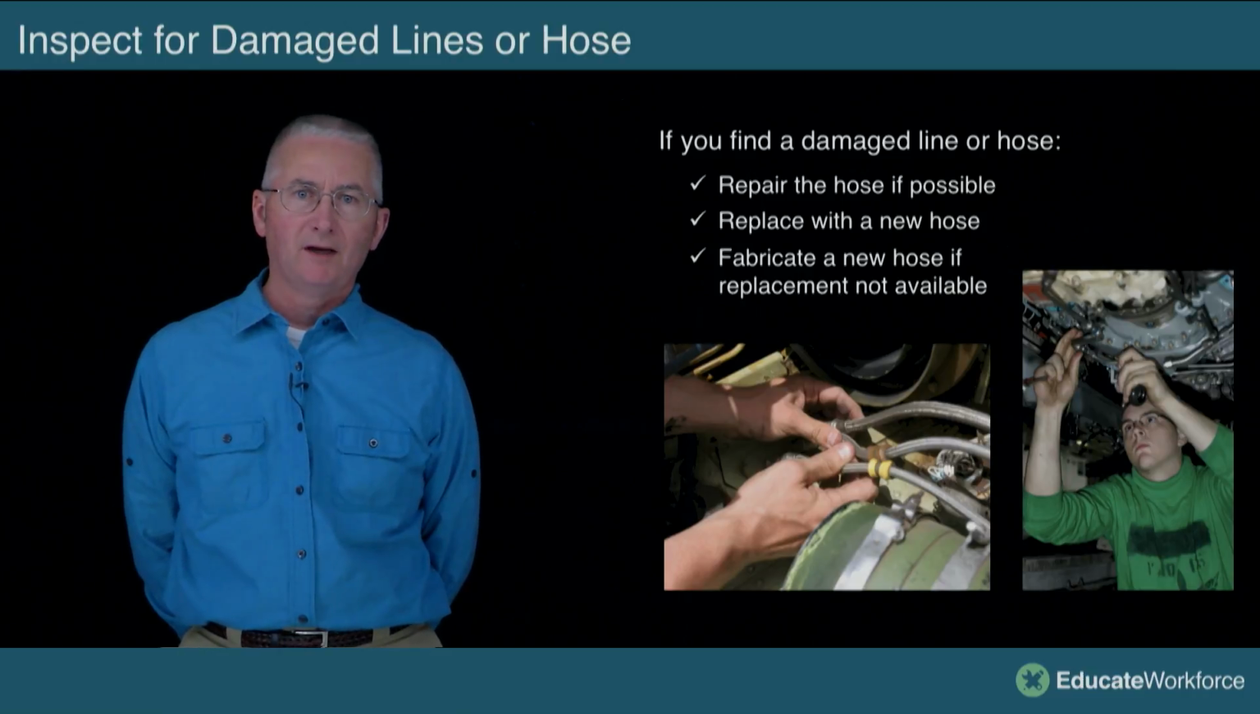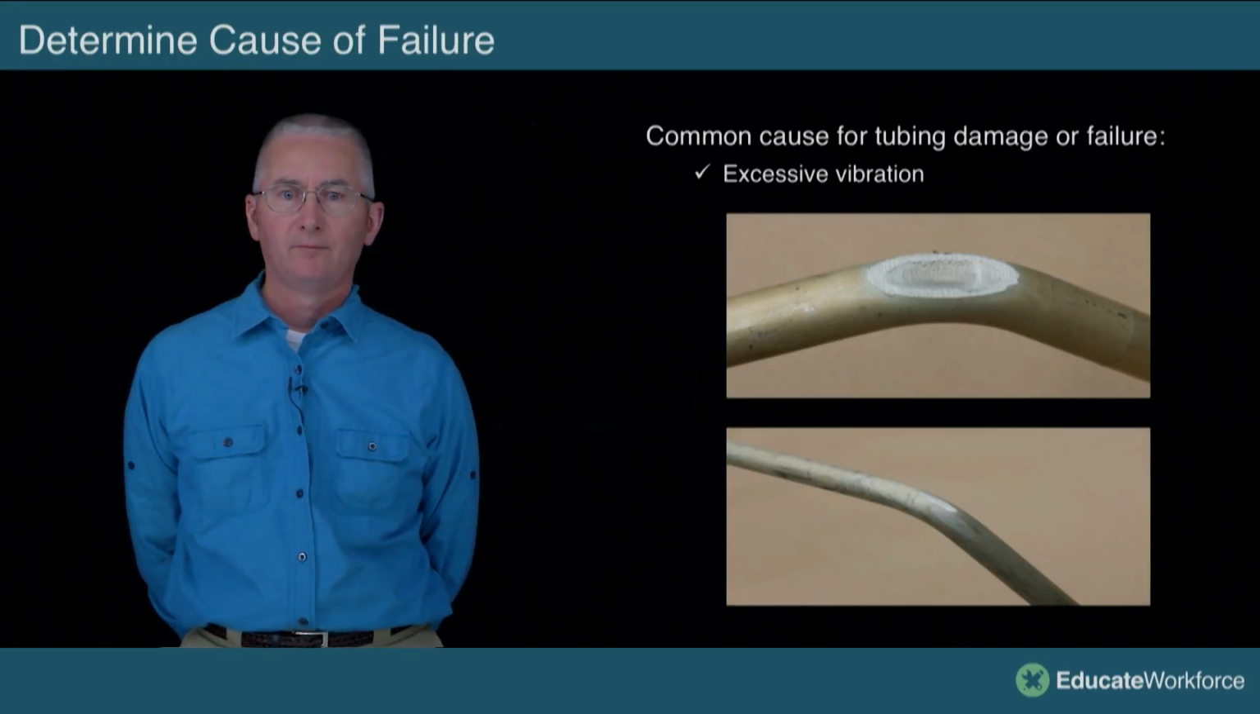If we're going to fabricate the line, we need to make sure that we're fabricating the line with the same material that the original line was made of. Otherwise, we're going to alter the airplane, and we know we can't alter the aircraft.